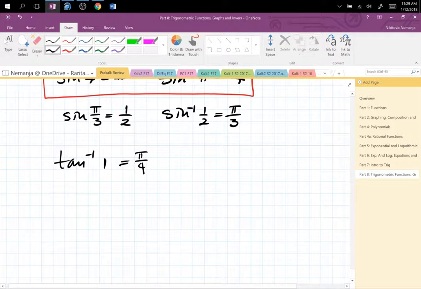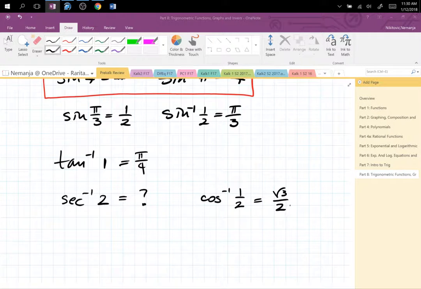So tangent inverse of 1 is pi over 4. You can try to figure out what is the secant inverse of 2. Right? Secant inverse of 2. Well, what should we do in this case? Instead of doing secant inverse of 2, you will take a look at the cosine inverse.